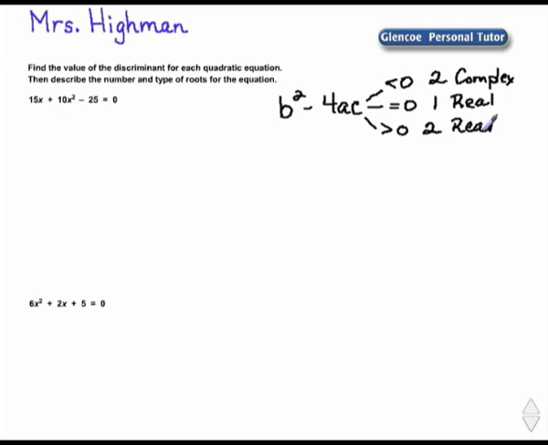And in fact, we can take that further. If this is not only greater than 0, but it's a perfect square, then we know that we have integer values or rational roots.